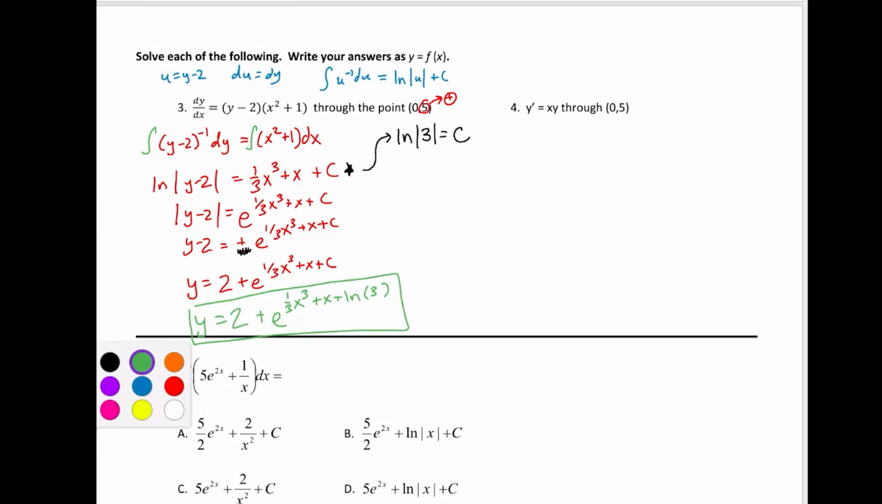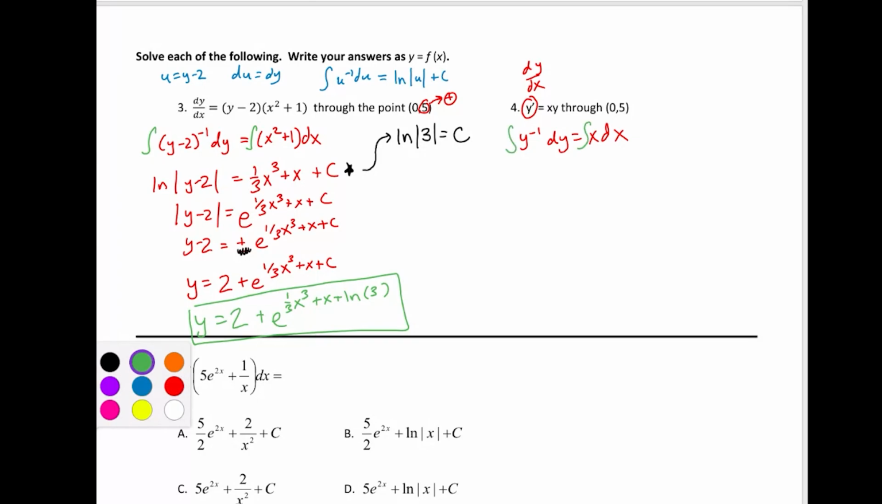Number 4, if you see y prime or f prime or anything like that, I would just right away go ahead and rewrite that y prime as dy dx. And so to separate the variables, we're going to divide both sides by y and multiply both sides by dx. So we can get y to the negative 1 dy equals x dx. And then we'll go ahead and integrate both sides.